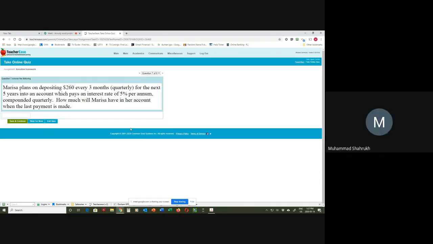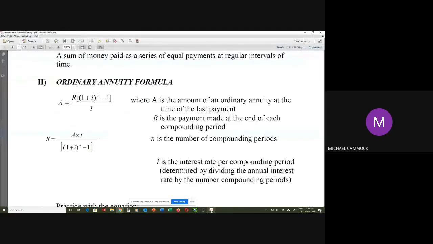No. Okay, so I've heard two responses. Who else can give me another, or do you just agree with one of the people before? I think it's the first one. Yeah, and I'm going to agree with you, because this is the amount that she's putting in every 3 months, right? She doesn't know how much she's going to have in the future. That's what the question is asking: how much will she have in her account when the last payment is made? That's why it makes more sense to use the first equation, because that's going to tell us how much that amount is. The R is the $260, the amount she's putting in every 3 months. So let's go with the first equation on this one.